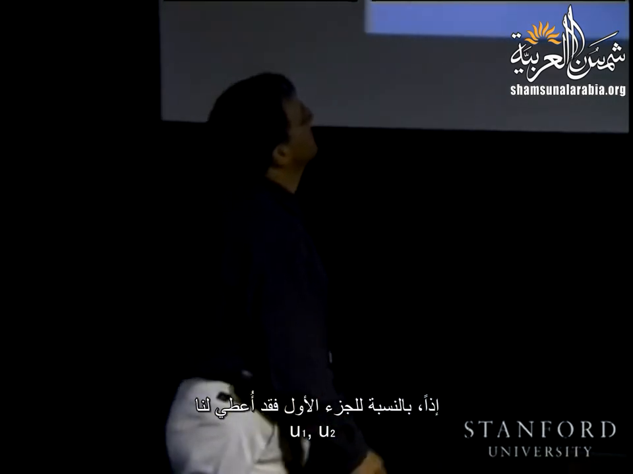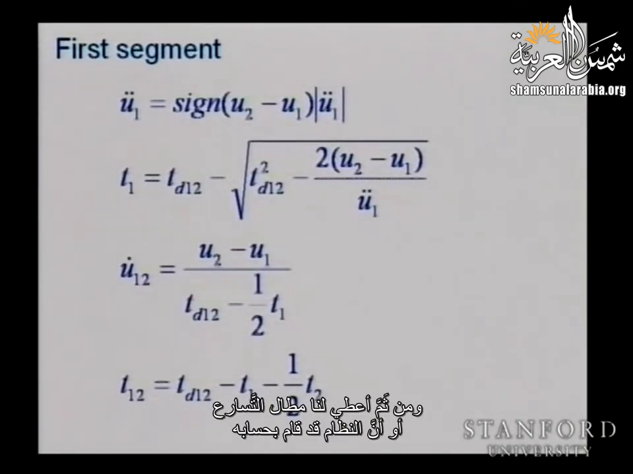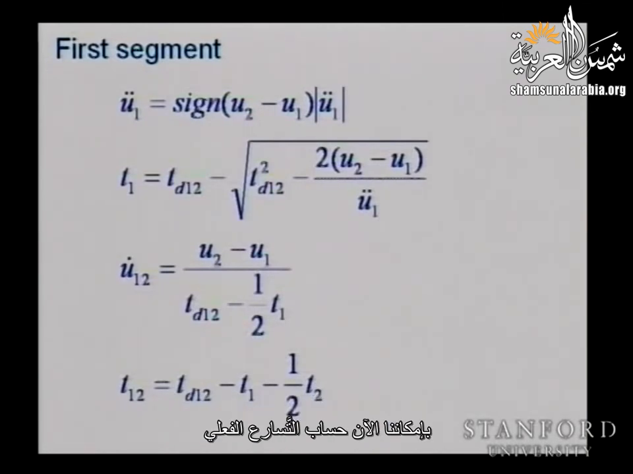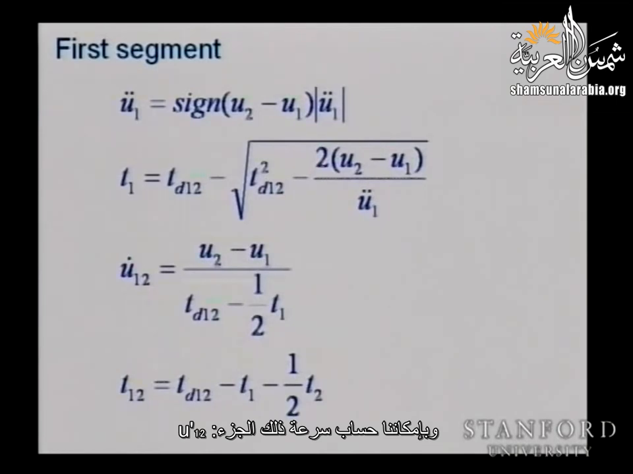So for the first segment, we are given u sub 1, u sub 2, and then we're given the magnitude of the acceleration, or the system has computed that. So then we can compute the actual acceleration based on the sign of the difference between the positions, whether it's accelerating or decelerating. Once we compute that, and we know the duration of the entire segment, then we can compute t sub 1 using that. Then we can compute the velocity for that segment, u dot 1, 2, and then we can compute the time for the linear part of that segment.